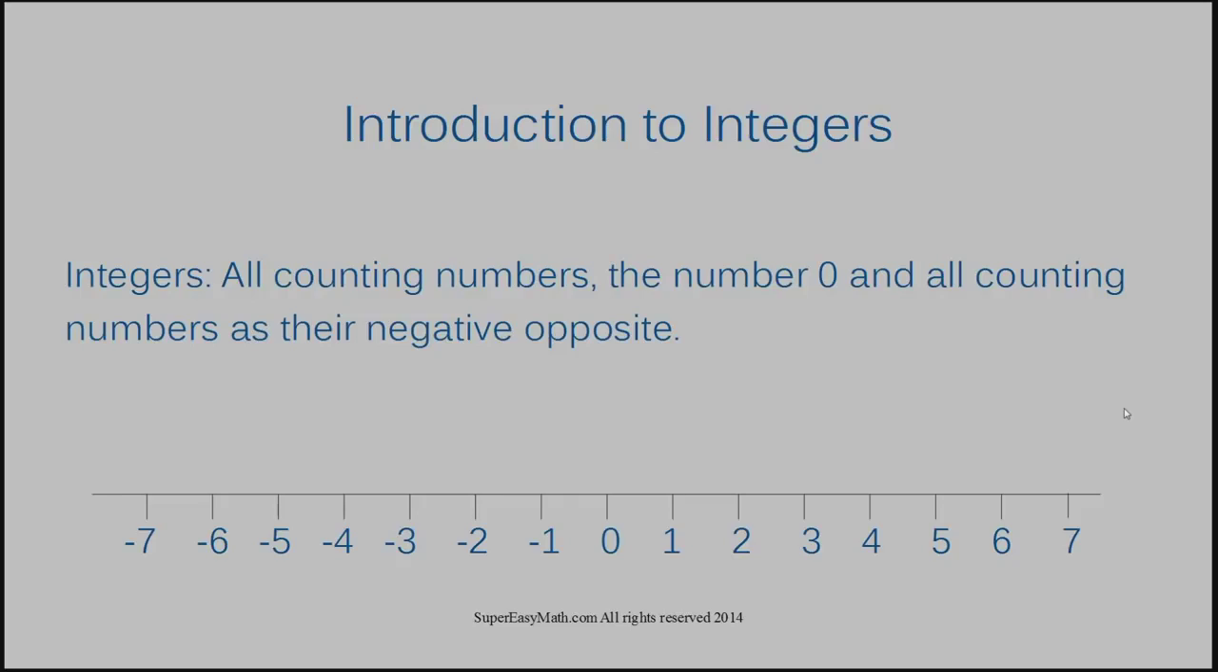So counting numbers on my number line that I have here are 1, 2, 3, 4, 5, 6, 7. Then remember, also integers are 0. And then all of those numbers, 1, 2, 3, 4, 5, 6, 7, in their negative form are also integers. So -1, -2, -3, -4.